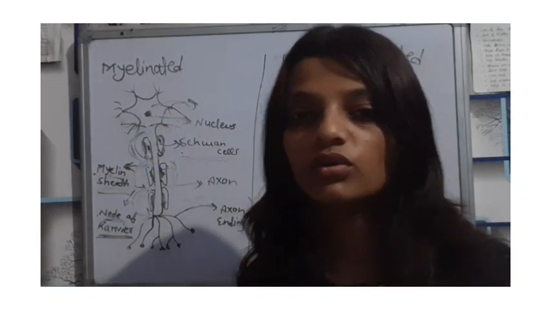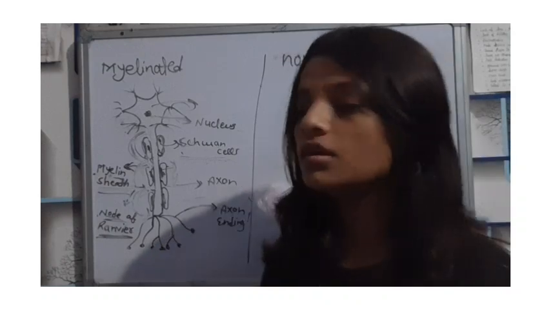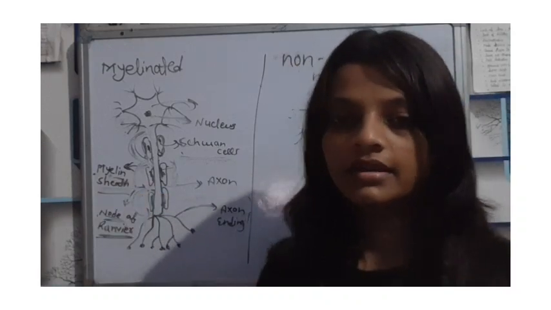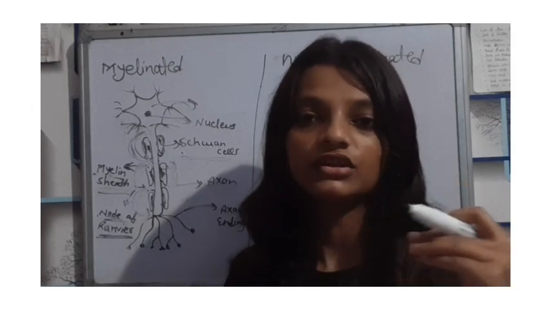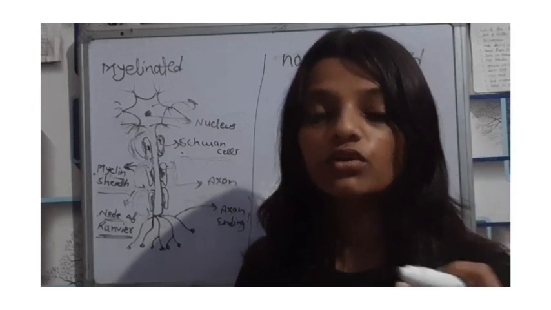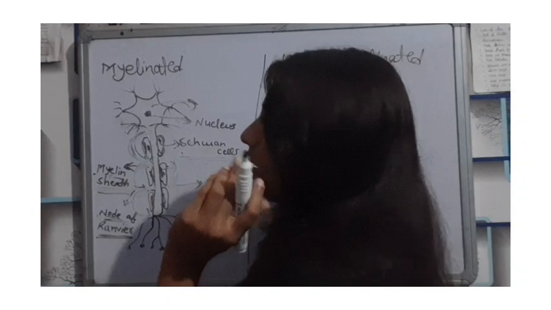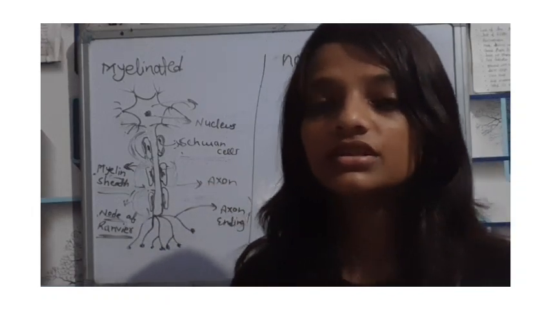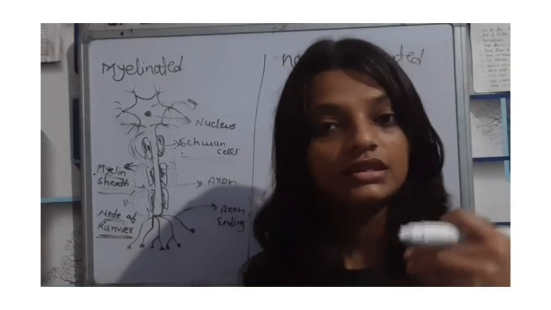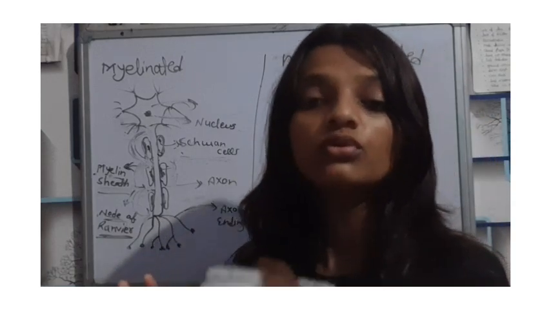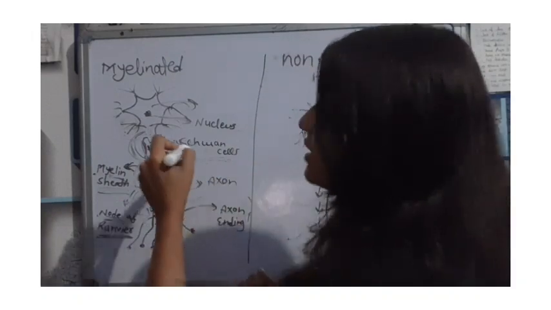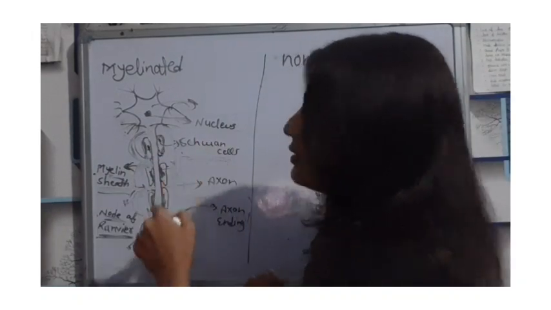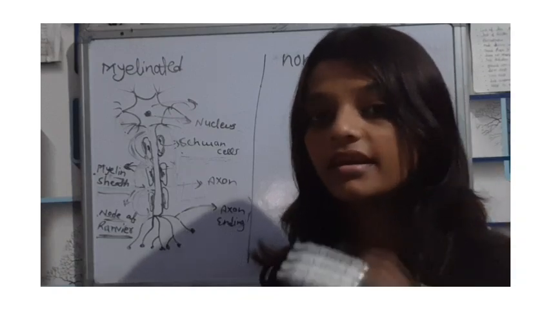The impulse jumps from one node to another and then to another, skipping the myelin sheath part. And this jumping conduction of impulse is what we call saltatory conduction. Jumping conduction, or saltatory conduction, is the reason we save a lot of time, as the impulse does not have to depolarize the entire axon membrane. It saves a lot of time and energy.